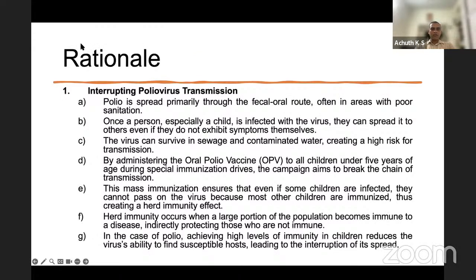And what was the rationale behind this? The rationale was interrupting the poliovirus transmission. That was the first rationale. We all know it is spread through the fecal-oral route, and it is because of poor sanitation. Once a person, especially a child, is infected with the virus, they can spread it to others even if they do not show any symptoms at all. The child wouldn't have any symptoms, but still the child used to spread the virus.